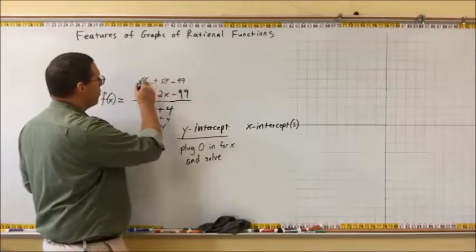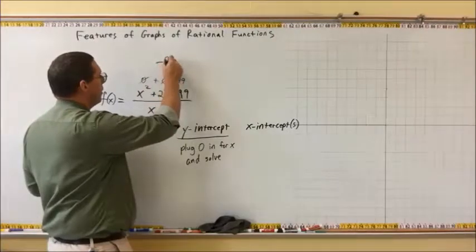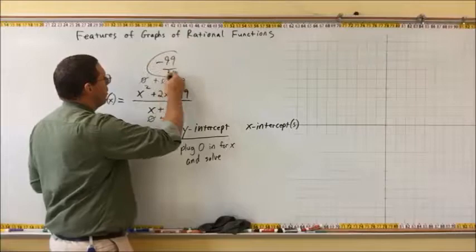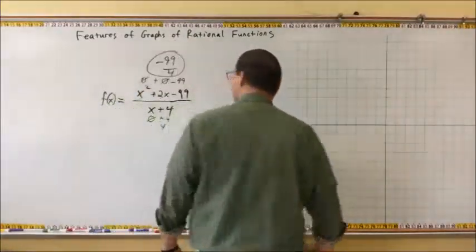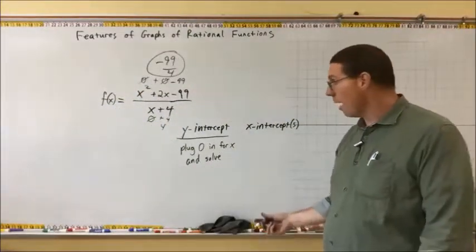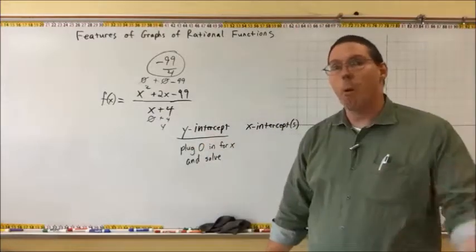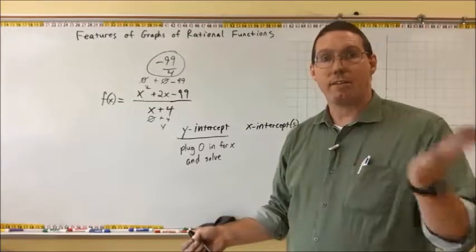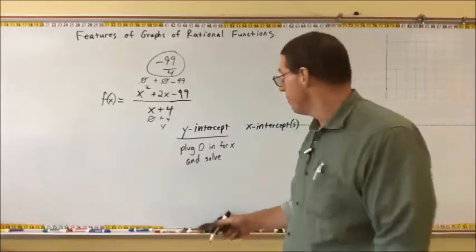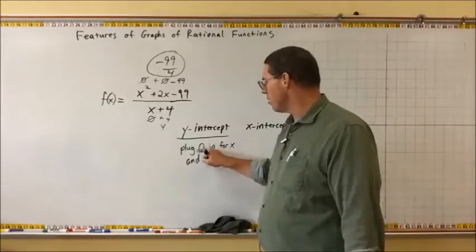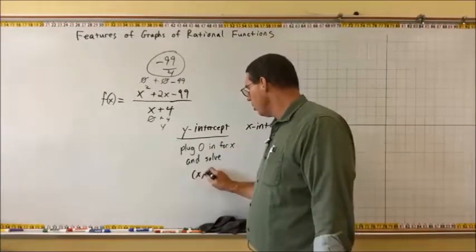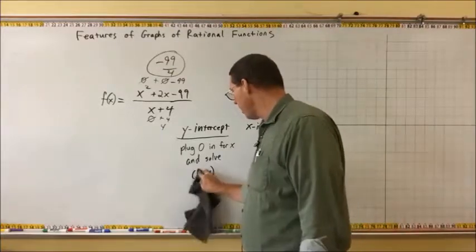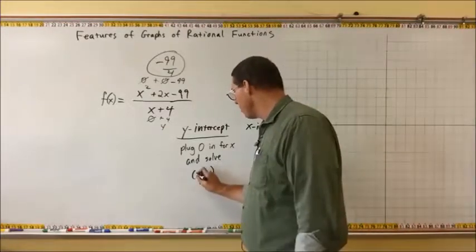And so, what's 0 plus 0 minus 99? Negative 99. And what's 0 plus 4? It's 4. And so, that is our y-intercept. Negative 99 over 4. But the way we're going to write it is the y-intercept is a point on the coordinate plane. So we're going to write it as a point, as an x-y coordinate. What did we plug in for x? A 0, right? Well, we know that we're looking for an x comma y coordinate. Okay, so in this case, x, we plugged in 0. So we're going to put a 0 there.